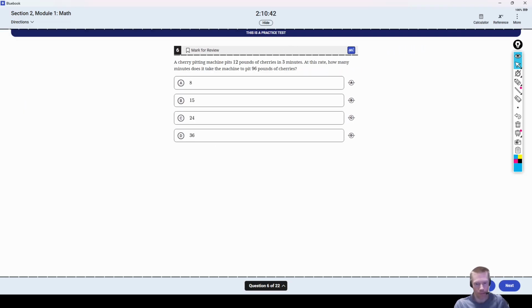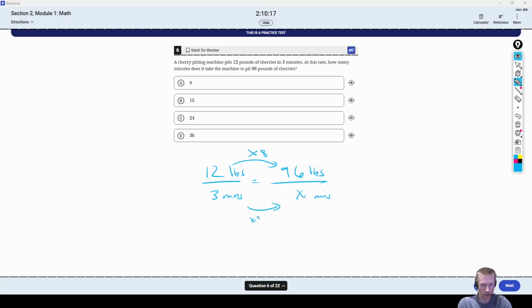All right, next up, we have a basic rate problem, or really a proportion problem. So essentially, it's 12 pounds of cherries in 3 minutes. So I put the pounds on top and the minutes on bottom. How many minutes for 96 pounds? So pounds goes on top, X minutes goes on the bottom. Now, when you set this up, if you notice that this is just times 8, 12 times 8, 96, you could use the same technique here, and you could just multiply this by 8, and the answer is going to be letter C, 24.